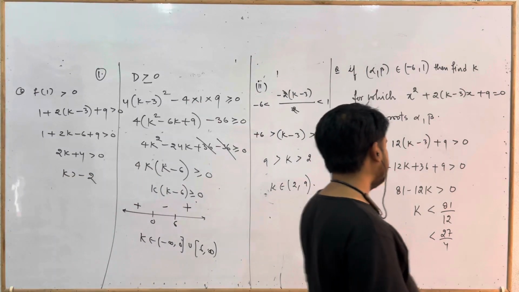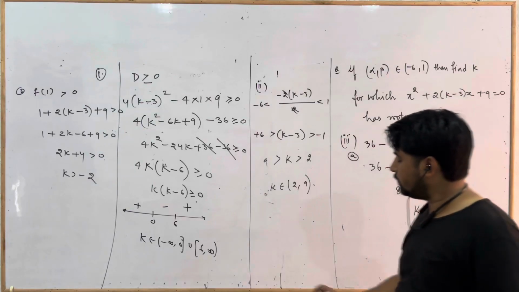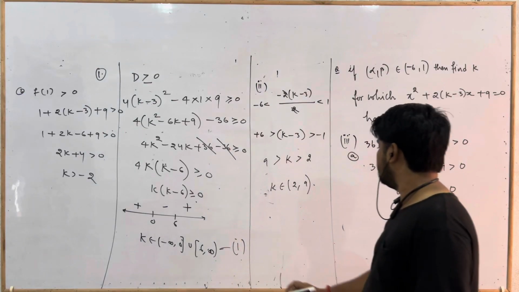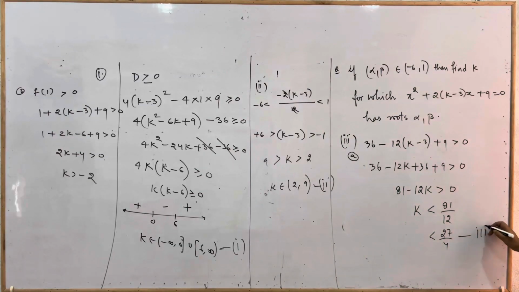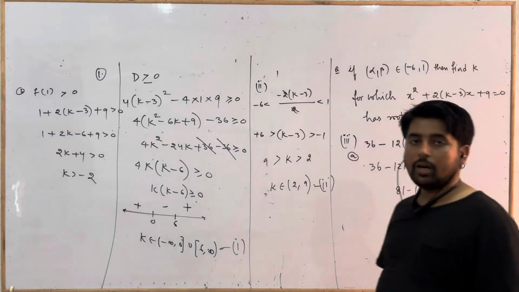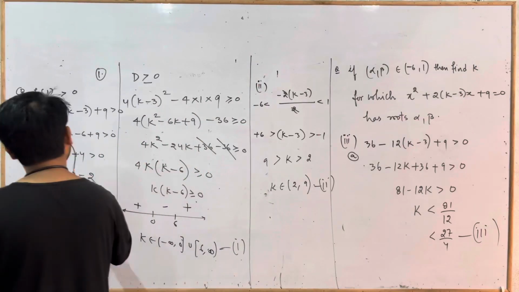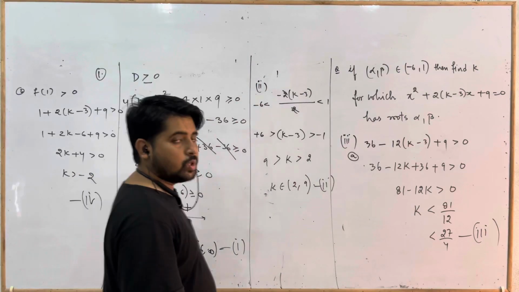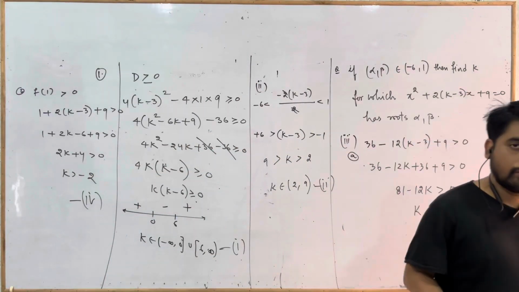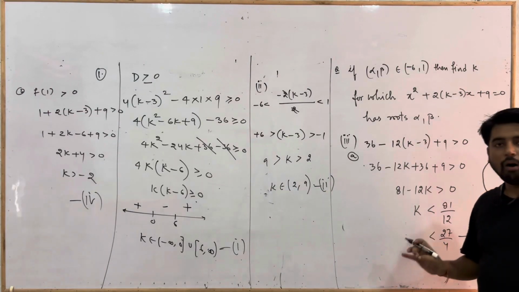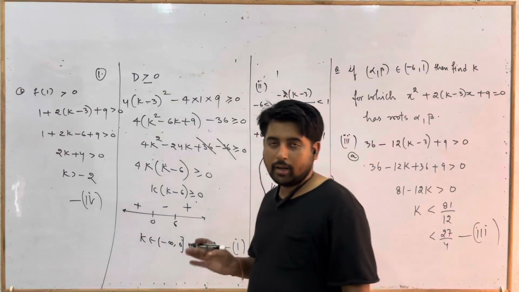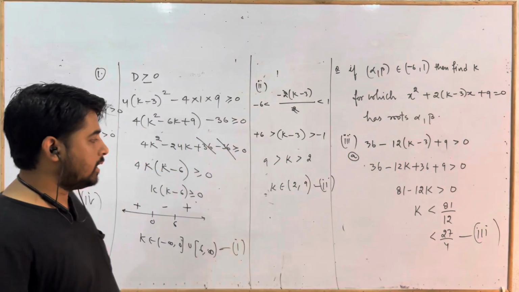Now you have the 4 inequalities. First one is this one. This is the first one. This is the second. This is the third. Right? And this is the fourth. Okay. So from these 4 results, what am I going to do? I am going to take the intersection of all these 4 cases, and finally I will get the result.